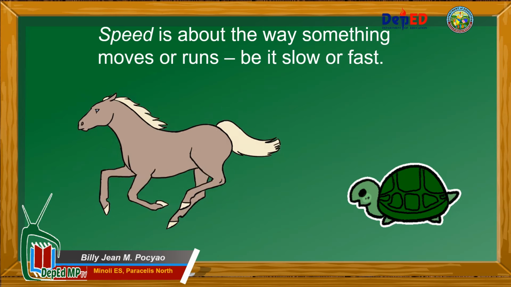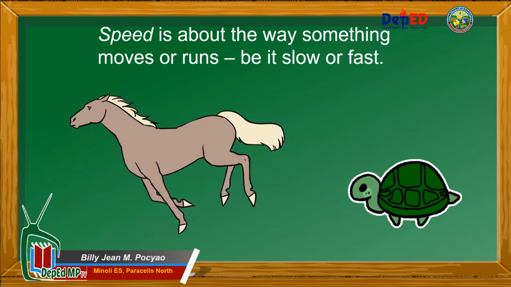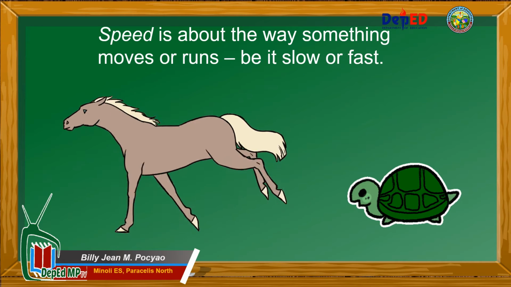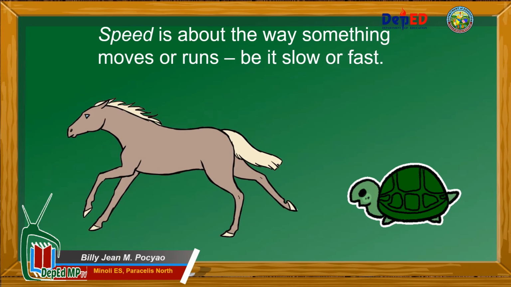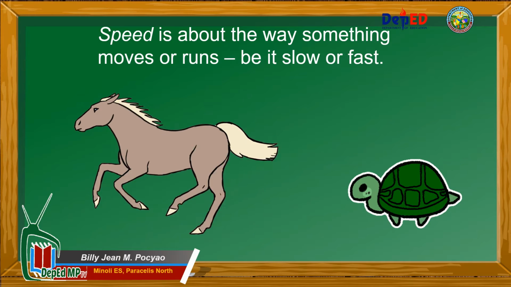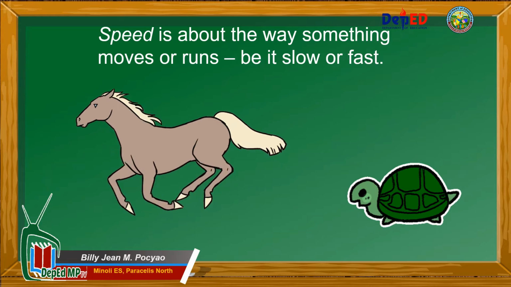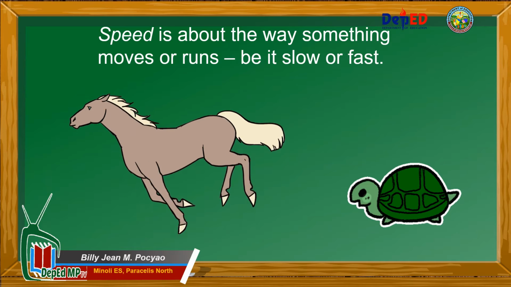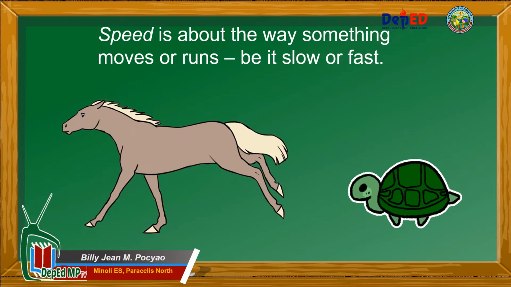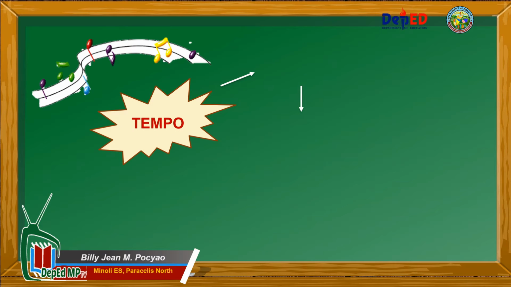Speed is about the way something runs or moves, be it slow or fast. Music, like people and things, move at varying speed. Musicians call this musical tempo. It is one of the expressive elements in music. Tempo comes from the Latin word tempus, which means time.